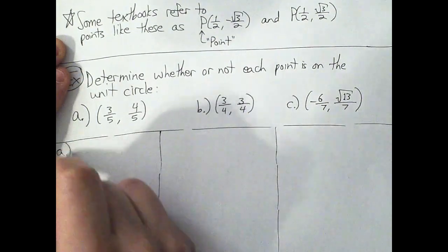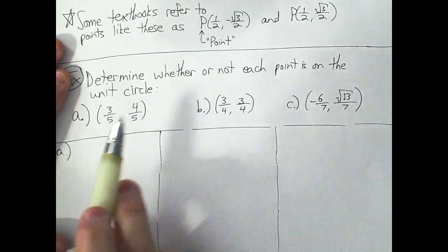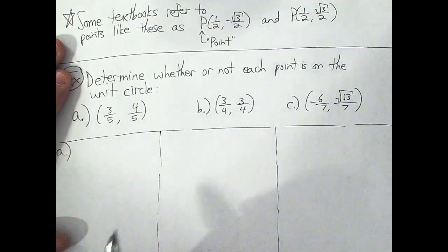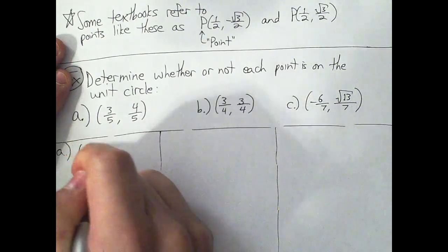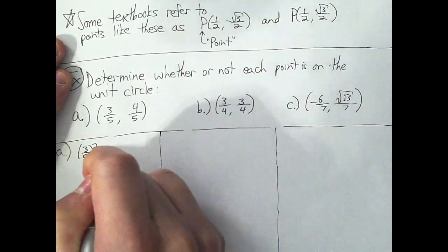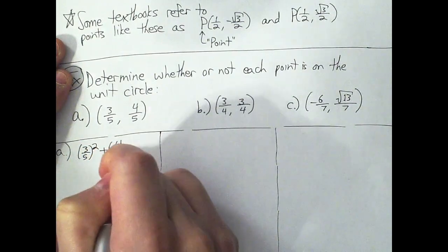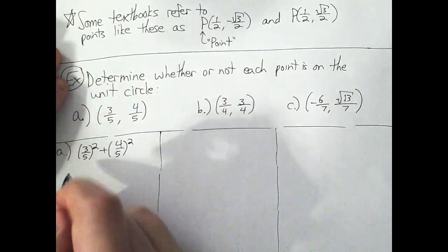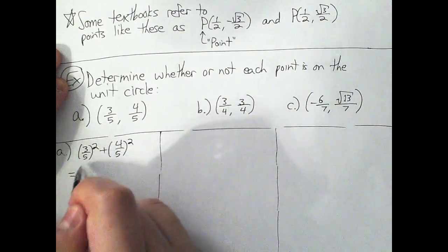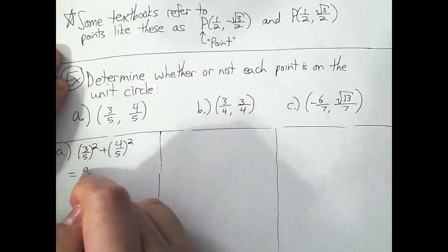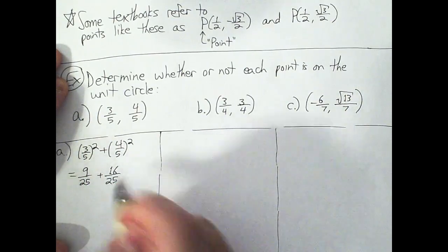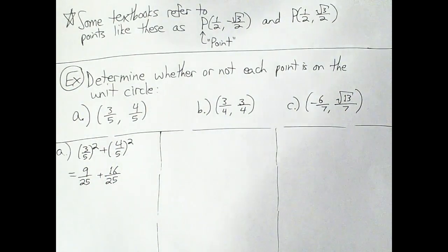All right, so part A, we're going to check to see if this satisfies the equation of the unit circle. Does x squared plus y squared equal 1? So for these numbers, that would look like 3/5 squared plus 4/5 squared. And I'm checking to see whether or not this simplifies to 1. So 3/5 squared, you square the top and the bottom. So this is 9 over 25. And then over here, you square the top and the bottom. So that's 16 over 25.